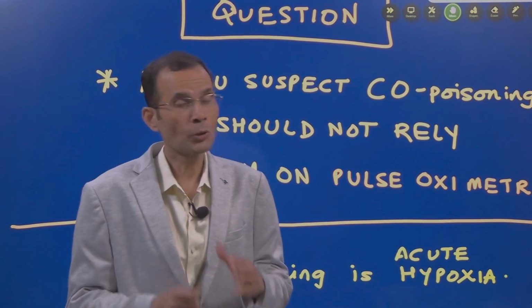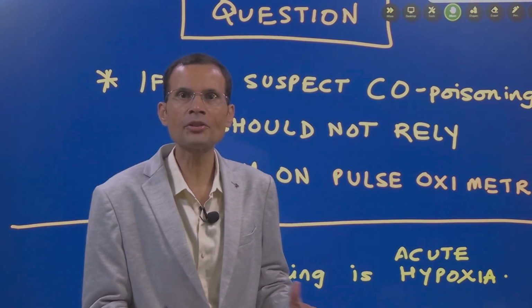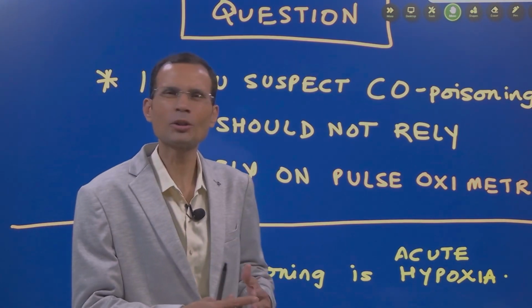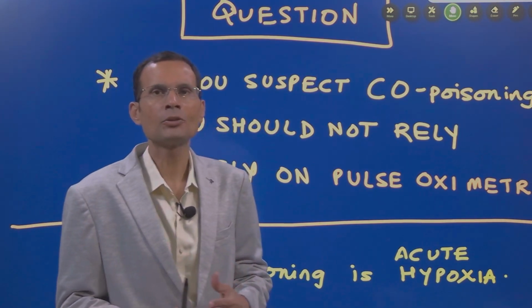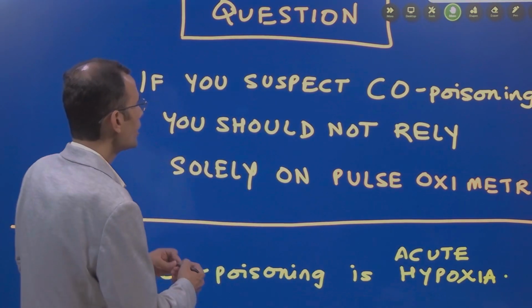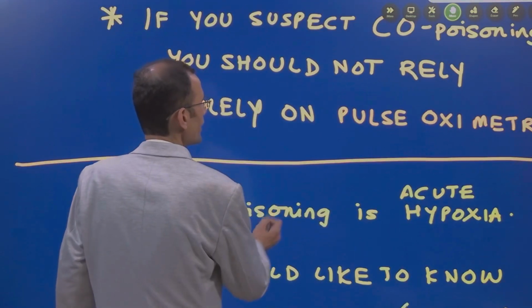Why is that? Pulse oximetry is a very routinely performed investigation, a routine check. Even in households, this instrument is available. So, why can't we rely on this instrument? Let's find out.